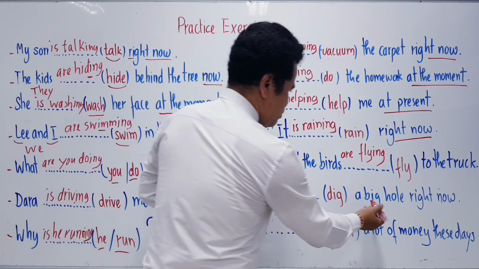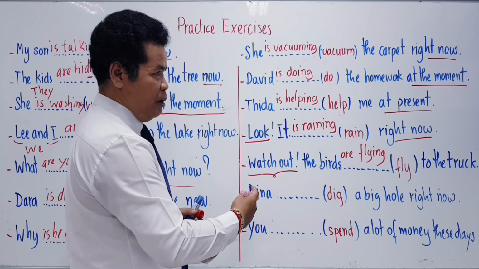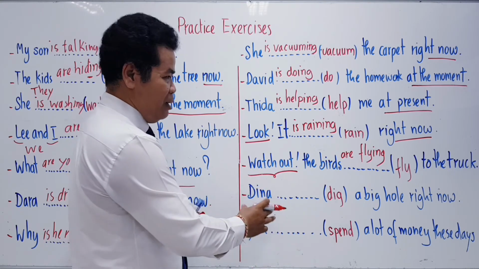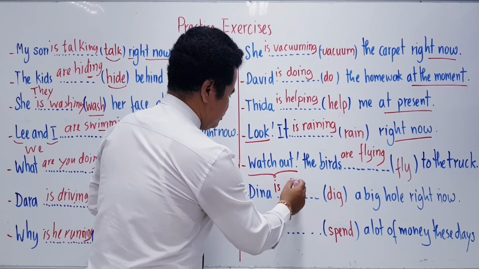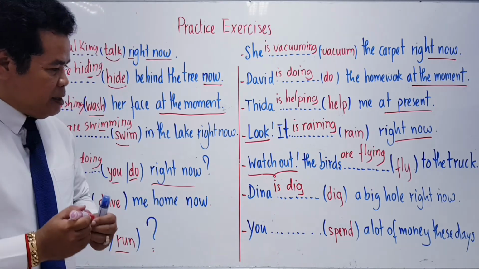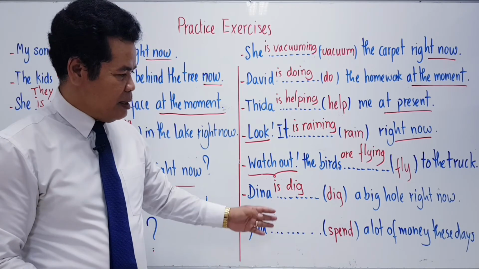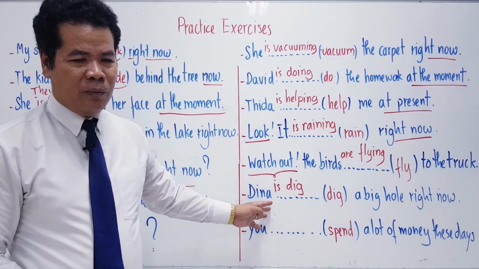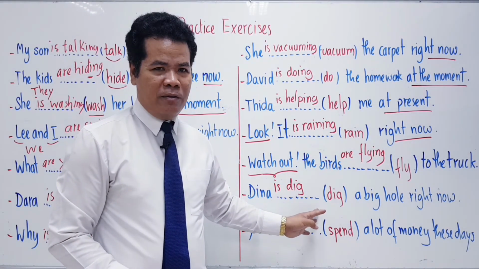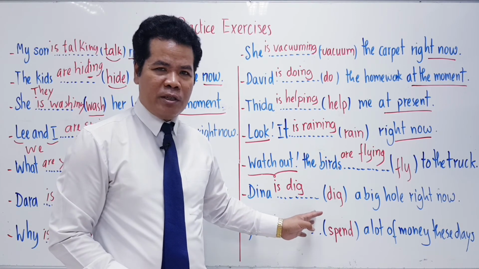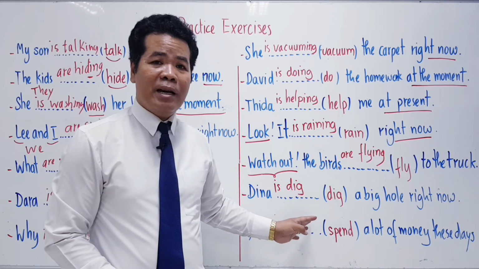Dina, a big hole right now. Dina is the name of a person, maybe a man or maybe a woman, we don't know. But Dina is mostly a girl, okay, a woman. So what is that? Dina is, can I say, Dina is dig a big hole right now? I cannot, because this is wrong. This form is used in the present progressive. So we form the present progressive by using subject plus verb to be plus verb plus ing.